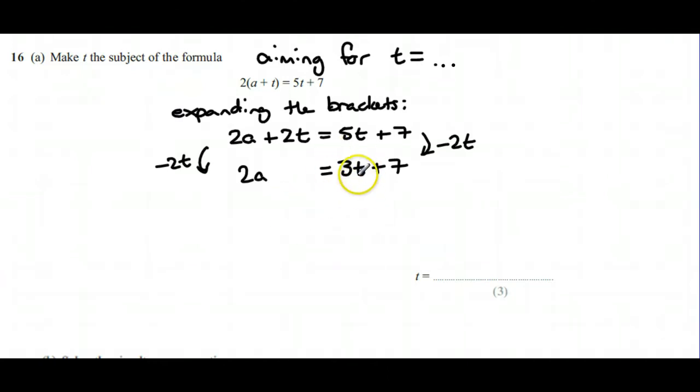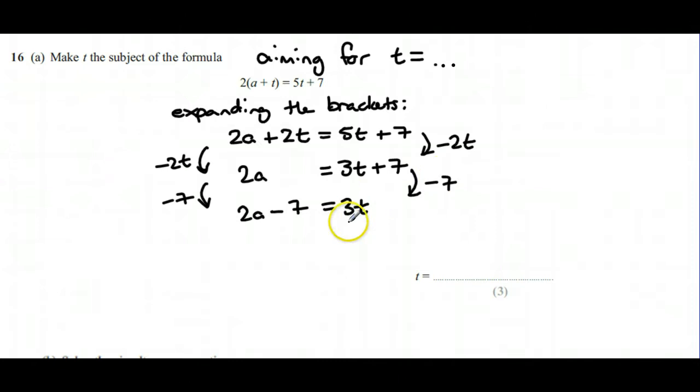Now I've got all the t's on one side, but I've also got a 7 there, and I don't really want that there, so I'm going to take that away and do the same on the other side. What that means is that I'll have 2a, because you can't take 7 away from a term with a letter in, so you just write it as 2a minus 7. The effect of taking away 7 from the right-hand side is we're just left with 3t, because the plus 7 cancelled out, and that's why I took away 7.